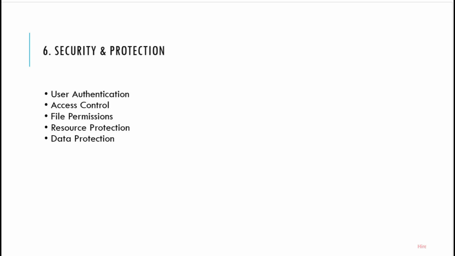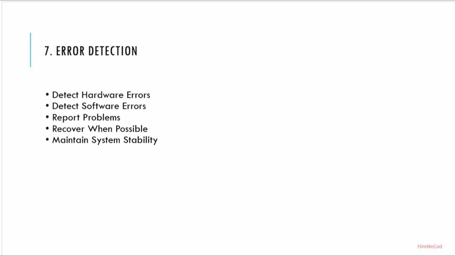The operating system also performs error detection. Sometimes hardware or software problems occur. A disk may become full. A device may stop responding. A memory error may occur. So the operating system continuously monitors these systems. Whenever it detects an error, it reports the problem and in many cases tries to recover from it, and this helps maintain system stability and reliability.